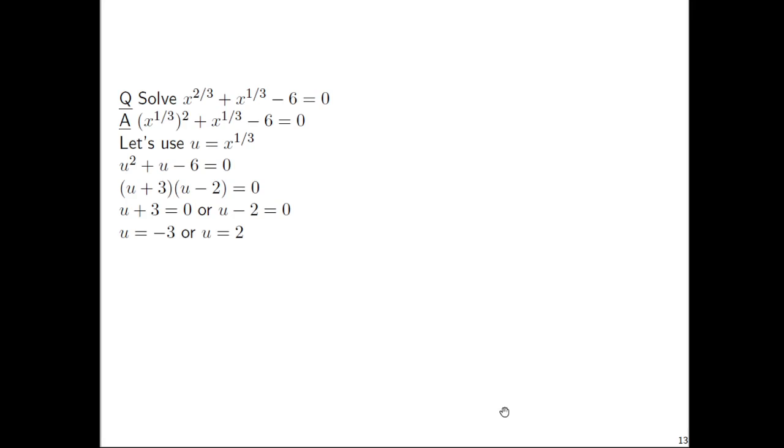So now it's time to replace the other way. Every u that we see, we're going to now replace back with an x^(1/3). You don't want to do this back replacement until you've solved for u. So x^(1/3) = -3, or x^(1/3) = 2. If you want, you can write a step that looks like this: x^(1/3) can be replaced with the cube root of x. As written, I think it's a lot easier to see. To undo the cube root, we've got to cube both sides of both equations. So x = -27 or x = 8.